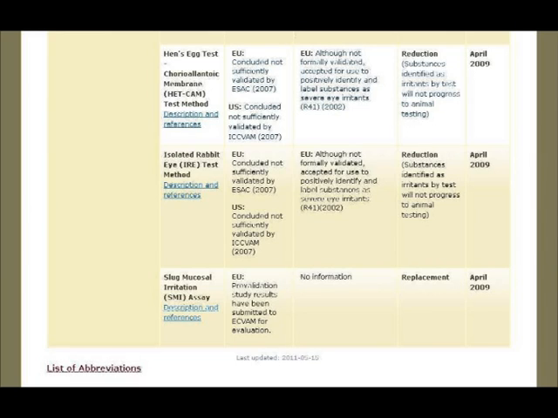The last alternative test is the slug mucosal irritation assay, and in the EU under validation status it says pre-validation study results have been submitted to the ECVAM for evaluation. ECVAM stands for European Centre for the Validation of Alternative Methods. Under regulatory status there's no information, and how it will affect animals, it could be a full replacement test.